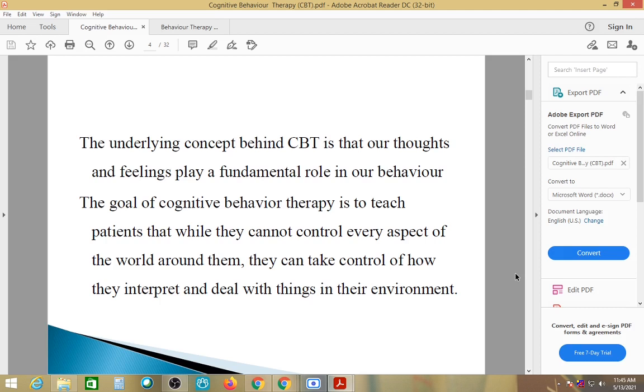The goal of CBT is to teach patients that while they cannot control every aspect of the world around them, they can still take control of how they interpret and deal with things in their environment. Now, again, to understand this, you go back to that first class of mine, the introductory class where we studied the biopsychosocial model. We as a person have our own physical makeup, right? And we also have our own psychological makeup. The same thing with you.